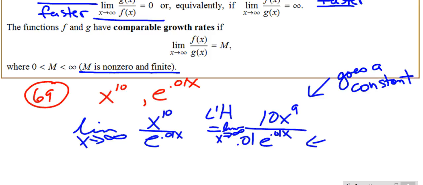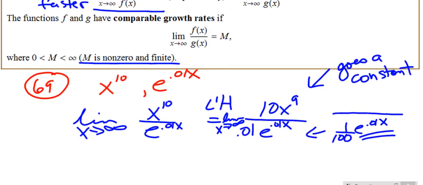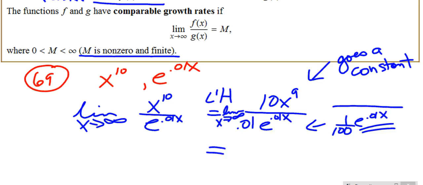But remember, this is really a fraction, and this would be a reciprocal multiplication to simplify that fraction. So my question is, this e will never go away. It is going to continue to be there. So if I start holding the numerator as a constant and e keeps growing, then this is the case where the limit will go to 0. Therefore, e to the 0.01x grows faster.